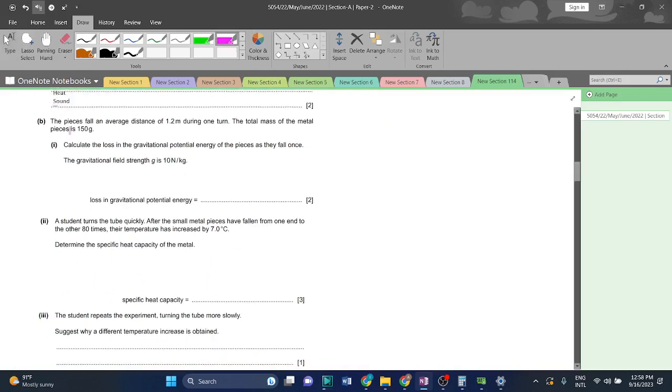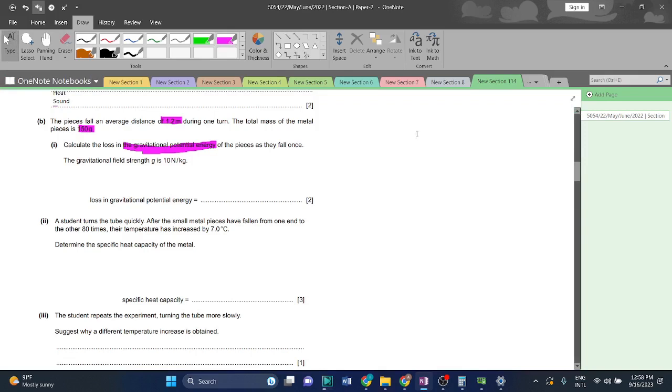अच्छा आगे. The pieces fall on average 1.2 meters during one turn. The total mass of the metal pieces is 150 grams. तो हमें उसका डिस्टेंस पता है कि कितना फॉल करता है और हमें पता चल गया उसका मास कितना है. Calculate the loss in gravitational potential energy of the pieces as they fall once. The gravitational field strength g is 10 newtons per kilogram.